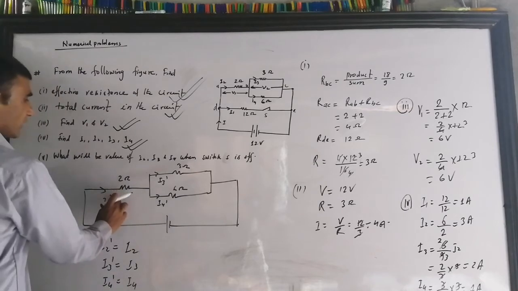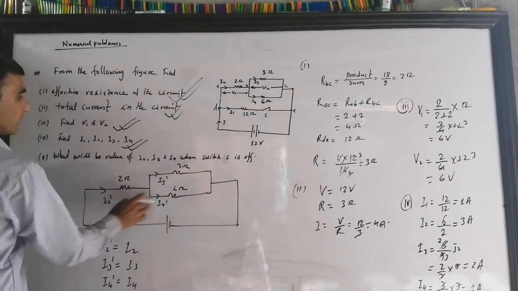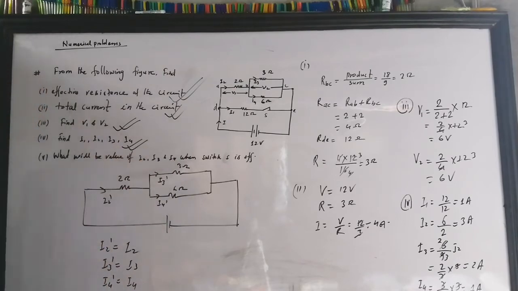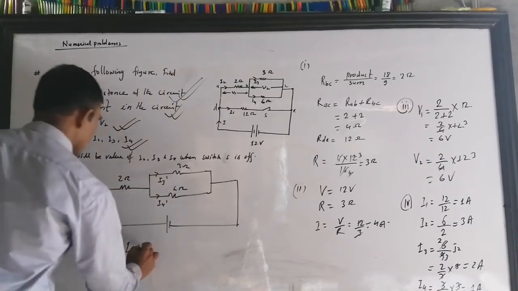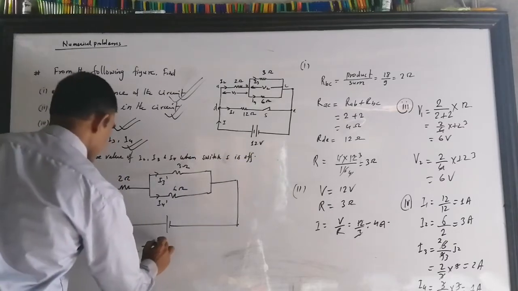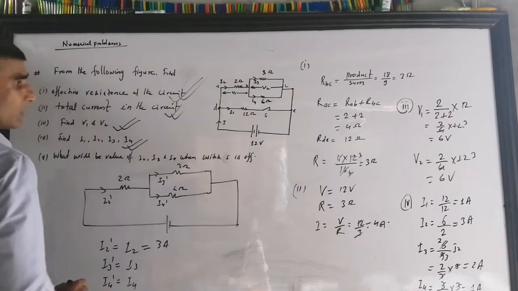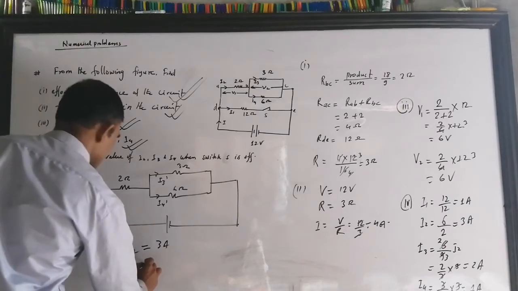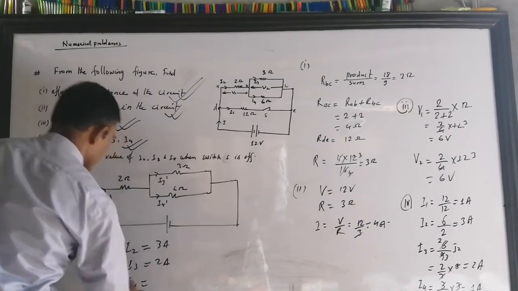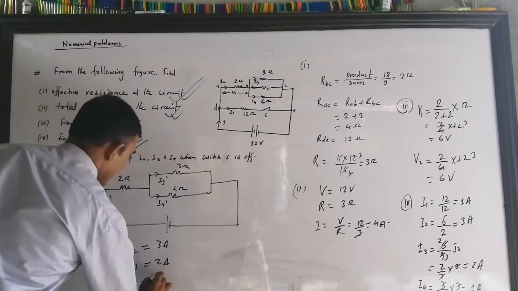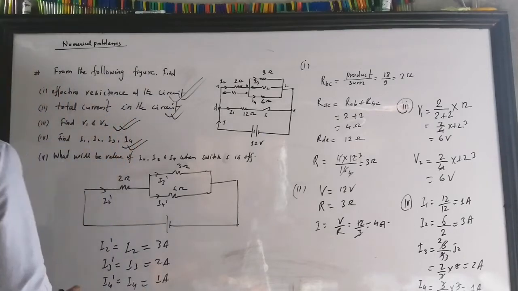Again, you find the voltage there, same result you will get. You find the voltage, you get the same result, and again using the current divider you will get the same result. So how much did you get for I2? 3 ampere. Okay, and I3 you got 2 ampere, and I4 is 1 ampere. So see this, there is no change.